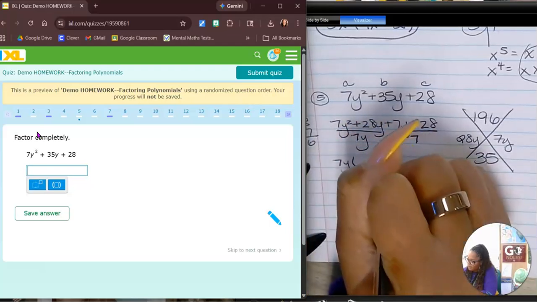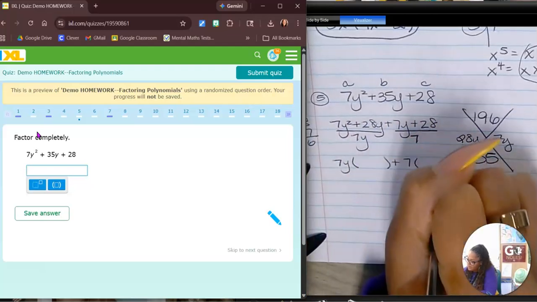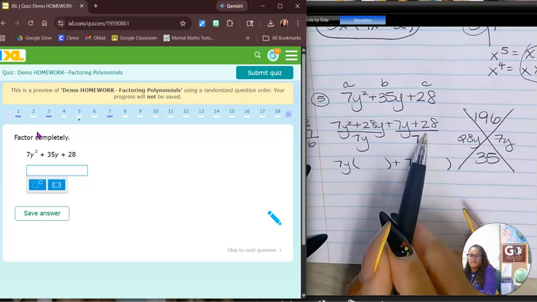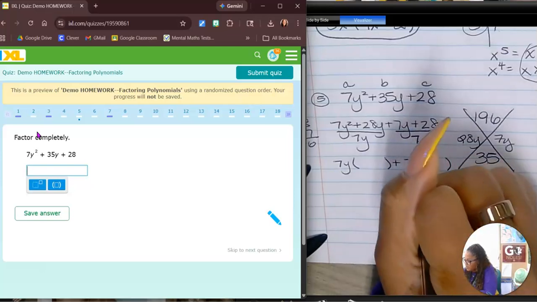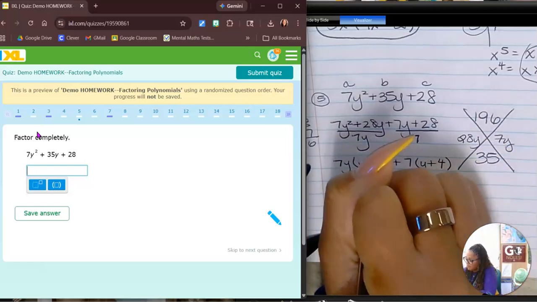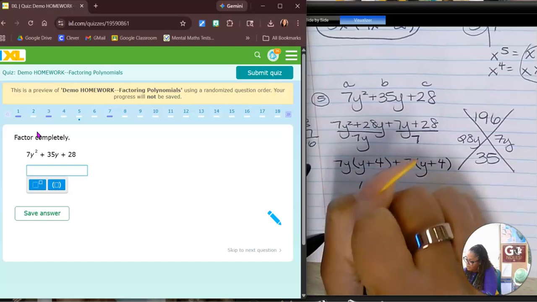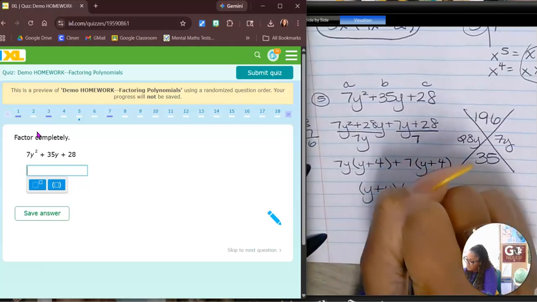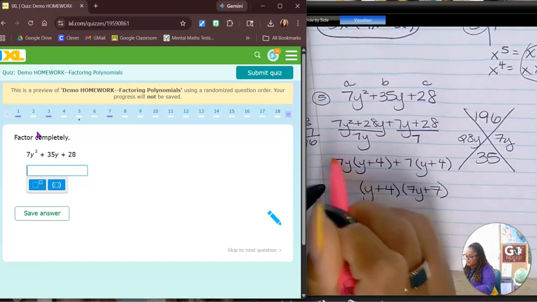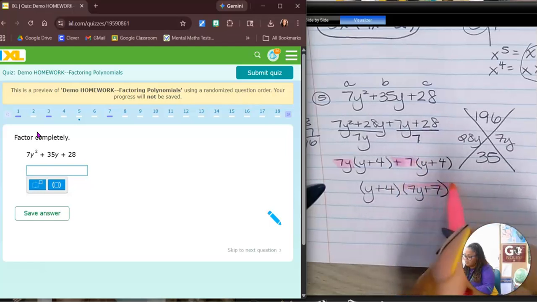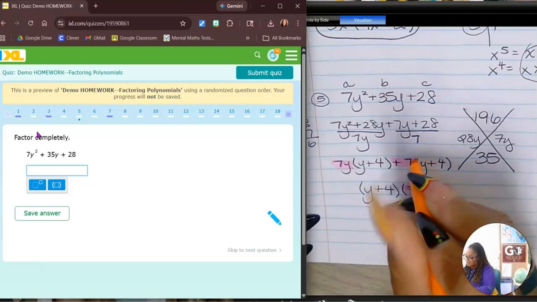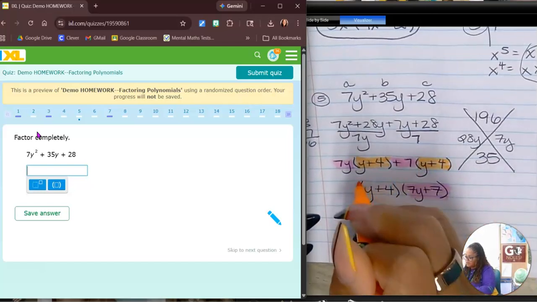Create your new groups and new sets of parentheses. Then divide. I would divide this one. 7y divided by 7 is y. 28 divided by 7 is 4. And this is y plus 4. Then make your groups. Y plus 4 times 7y plus 7. Remember, these two have to go in a group, and these have to be only written one time.